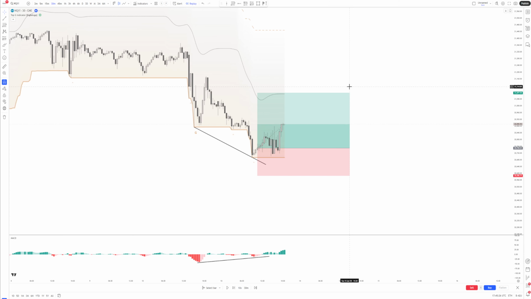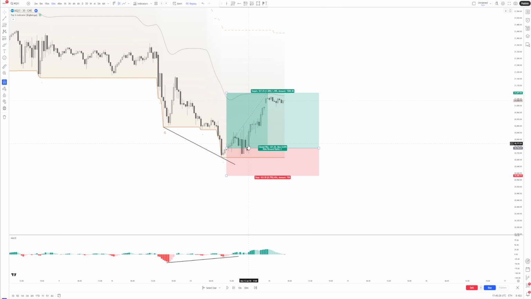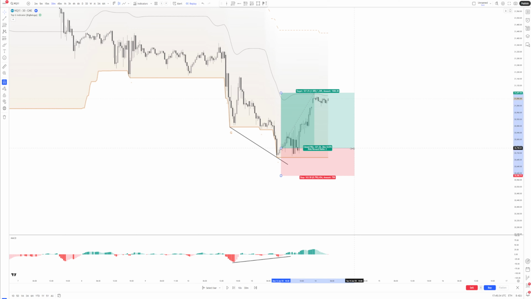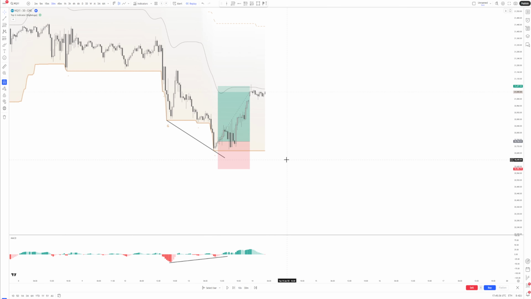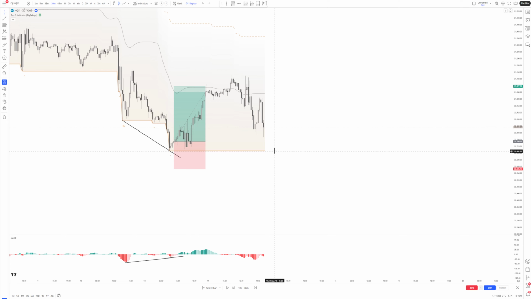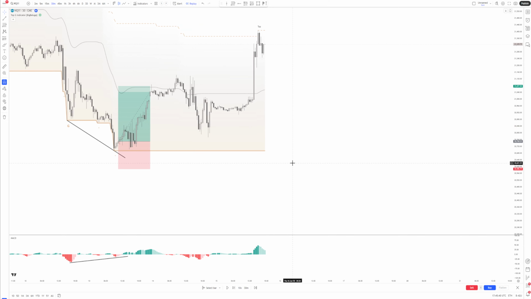Does it go in our favor or does it get stopped out? Okay, so in this instance, you can see that price did go in our favor. And let's do one more for a potential short, if there is one. Have we got a short?